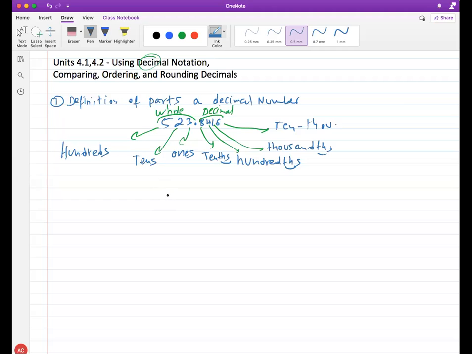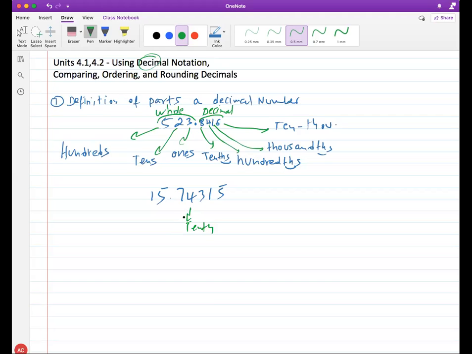So for example, if you have another decimal like this, what digit is in the, let's say, tenths position here? What digit is in the tenths position? The 4. That's right, that's the tenths. What about, let's say, the ten-thousandths? What digit is in the ten-thousandths position?